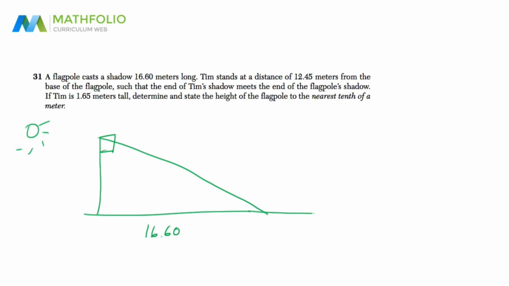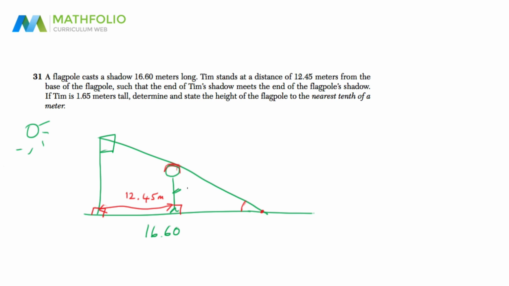It says that Tim stands at a distance of 12.45 meters from the base of the flagpole. So if Tim is standing nearby, maybe this is Tim, and then in red, change his color up. The distance from Tim to the flagpole is, what did they say, 12.45. And again, this is meters. Now it says that Tim's shadow meets the end of the flagpole shadow, which we've kind of got like the top of his head is right where the shadow's coming down. So his shadow is also joining the floor there, as is the shadow of the flagpole. And we know that this flagpole is going to stick out of the ground at 90 degrees. And so is Tim, that he's standing up at 90 degrees. We can assume those things.